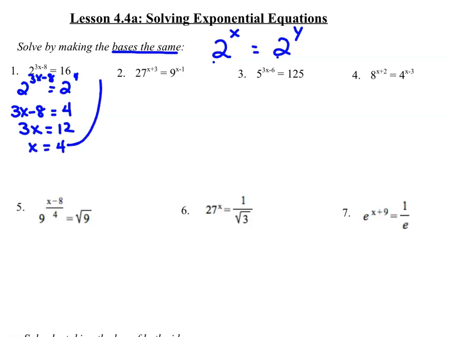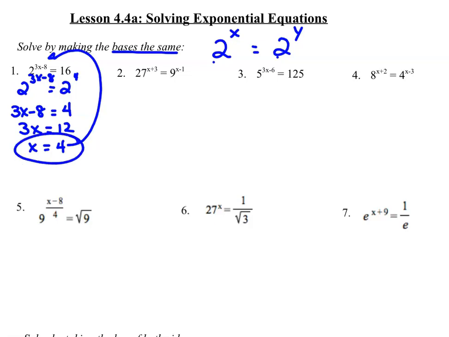And remember, you can always check your work by plugging that answer back into the original equation. So if we put 4 back in, 3 times 4 is 12, minus 8 is 4, and 2 to the 4th is 16. So it does work.